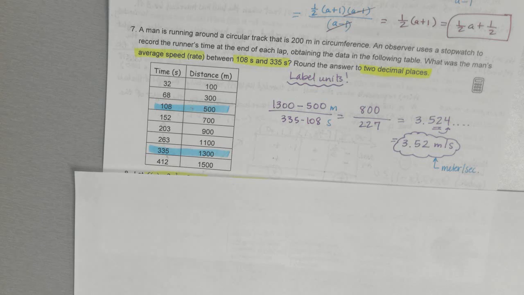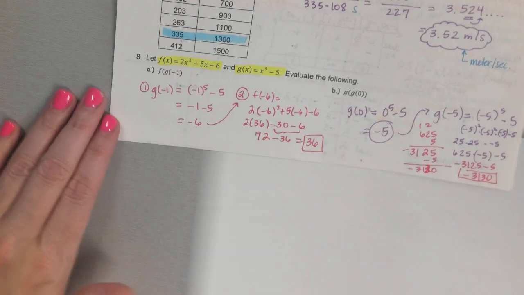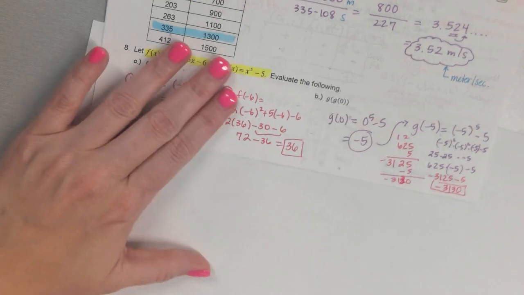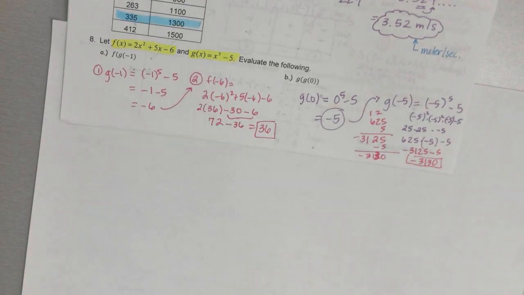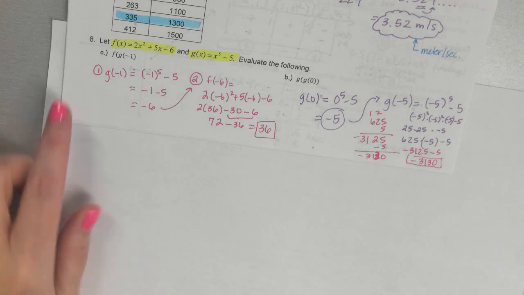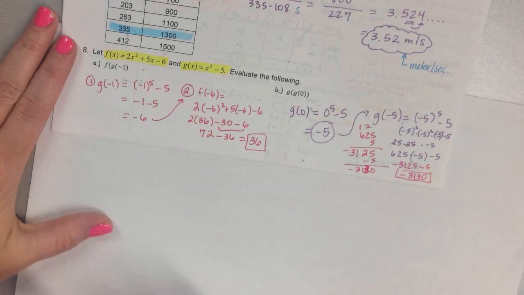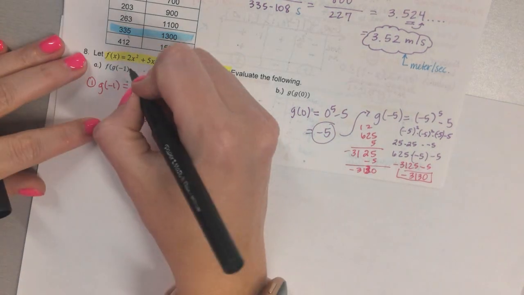Alright, ready for the next one? I feel like these went well, so let's check those. For 8A, you should have 36. For B, you should have negative 3,130. So remember, each of these are 2 steps. Step 1, work your way on the inside. Oh, technically that should have another parenthesis on it. It'll look like that.